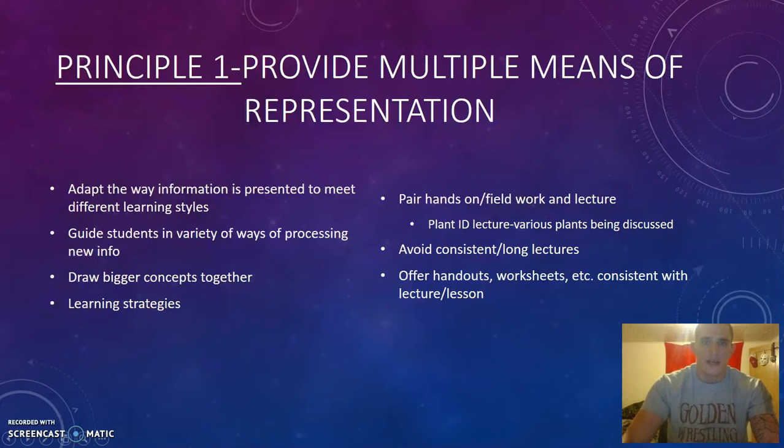So principle 1, providing multiple means of representation. Things like adapting the way that the information is presented to the students to meet the needs of diverse learners. Pairing the hands-on or field work with lecture, maybe during a plant identification lecture, having the plants that I'm talking about right in front of the students so they can see the different parts or stages that I would be talking about.